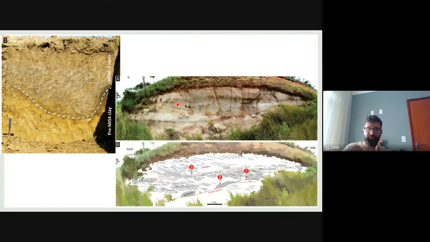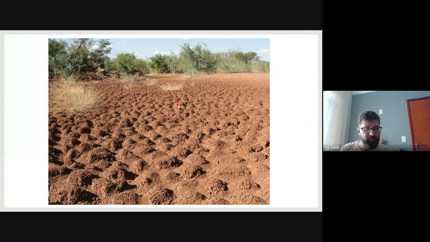Other kind of feature that, oh, okay. Does someone have a doubt?